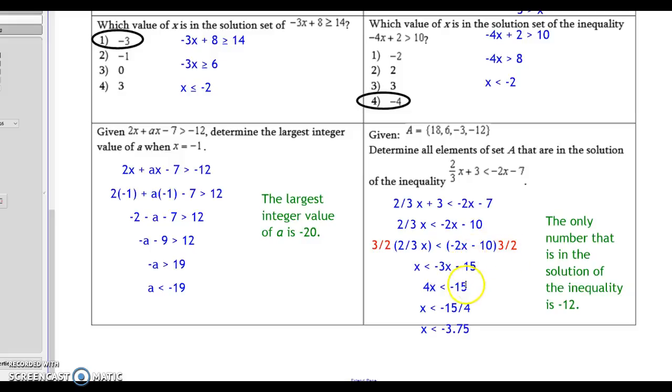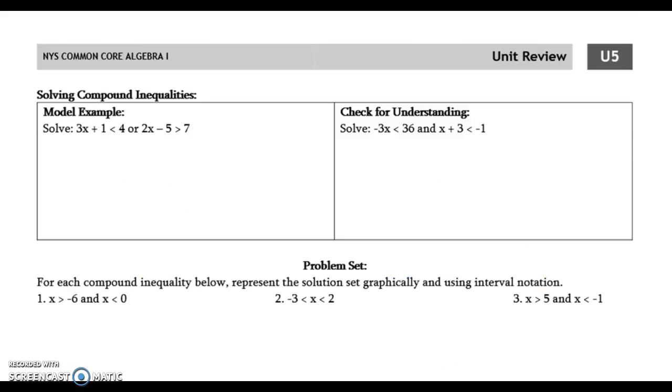The calculator can tell you that. Once we get the x value by itself at the end, it's -3.75, and now we have to contextualize. We know that the values of x have to be less than -3.75. Well, these positive numbers won't work, and this -3 is greater than -3.75. The only number that's in the solution to the inequality is -12, because -12 is less than -3.75. Let's move on to the next page.